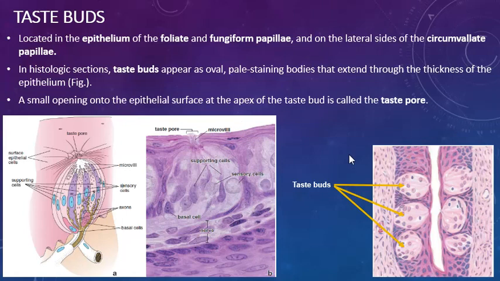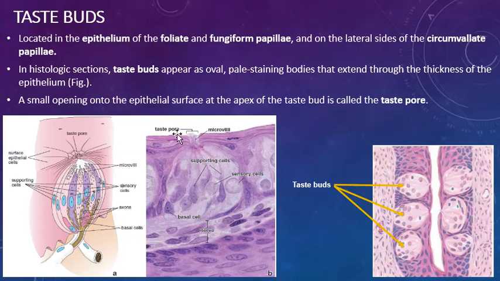In this H and E histological section of the tongue, we can see the taste bud is oval in shape, extending from the base to the lumen, or the apical. A small opening onto the epithelial surface at the apex of the taste bud is called the taste pore. This taste pore is a small opening in the apex of the taste bud.